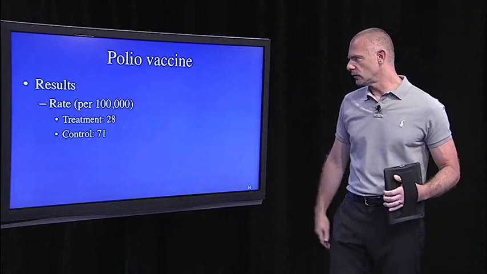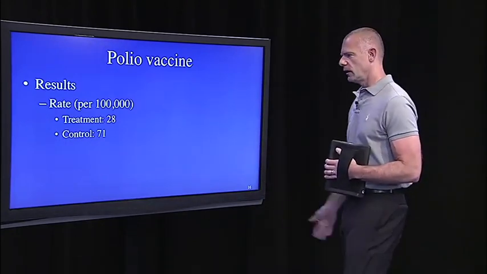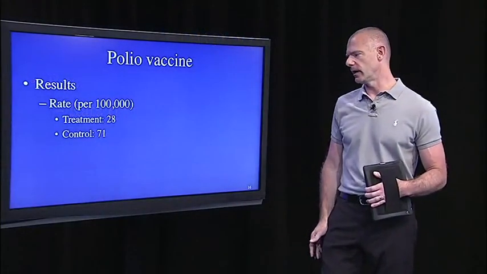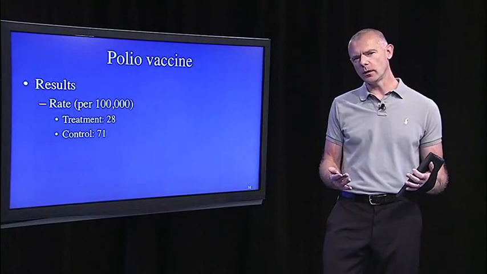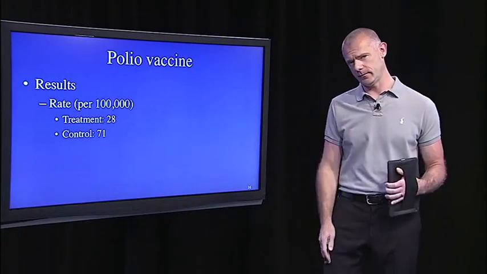And here's the result of one of the first Salk vaccine trials. If you look at the rate of polio per 100,000 children after introducing the Salk vaccine, those who got the treatment, those who got the real vaccine, there were only 28 cases per 100,000 compared to the control, where there were 71 cases per 100,000. So the rate of polio was cut in half. In fact, in more than half.